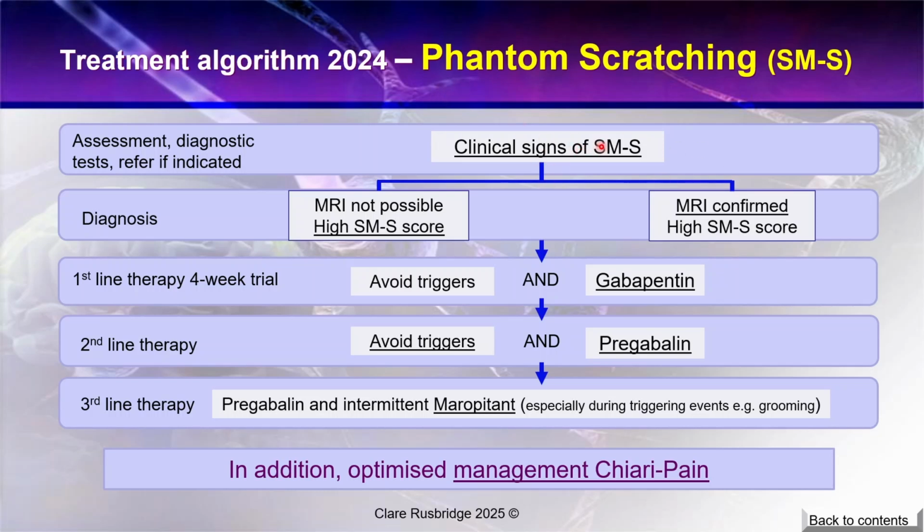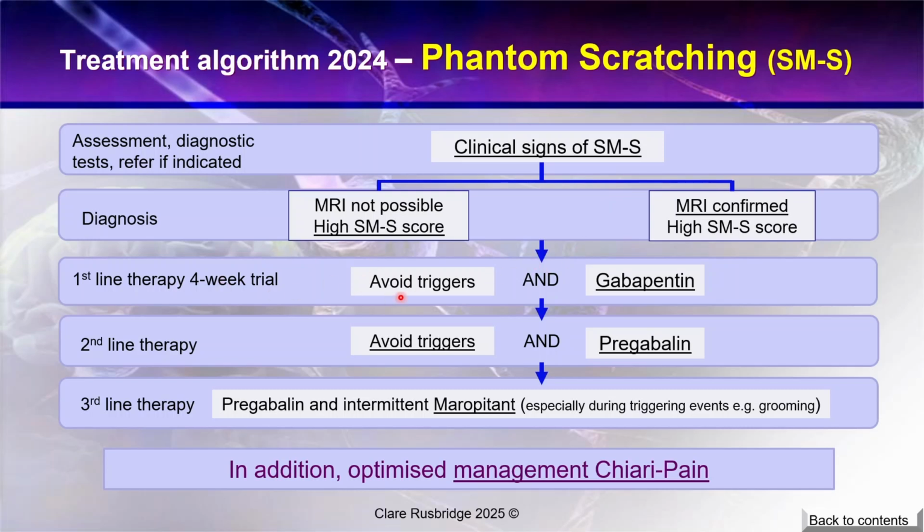So these will have clinical signs of SMS, phantom scratching, and again, ideally we'll have an MRI score confirmation of that. Otherwise, use Chiari Check to have a high Syringomyelia score, or as a veterinary surgeon, if they've assessed it and found phantom scratching that can be triggered, then that is your diagnosis.